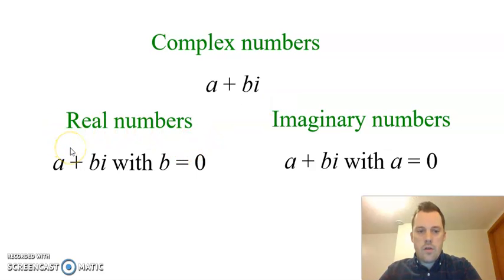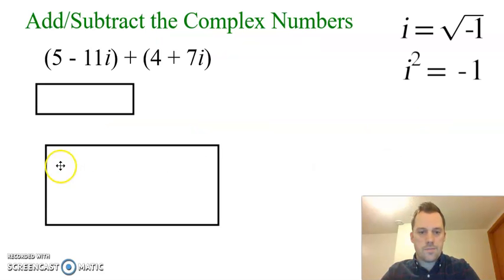A real number is, again, just this a value, so it's really a plus bi when b equals 0. So if b is 0, 0 times i is 0, and we just are left with the constant. The imaginary number is the opposite, where a is equal to 0, so if there is no constant, then it's just the imaginary component. So if we have both of those, then it's called complex.